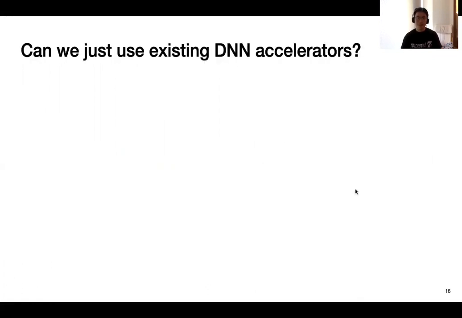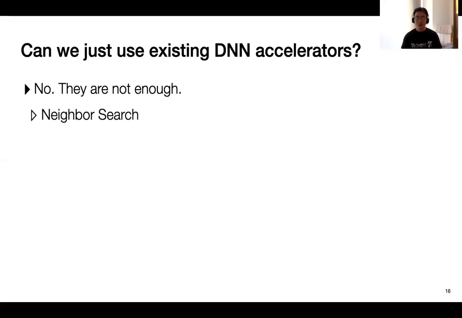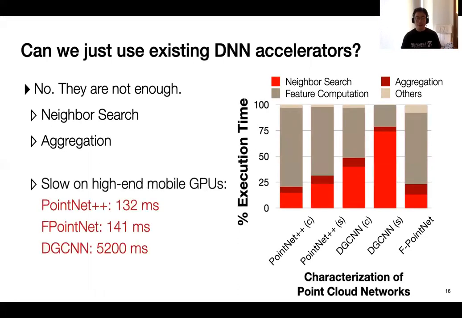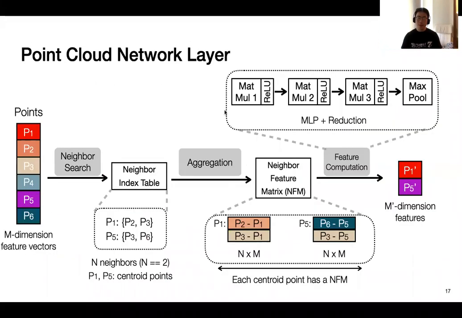So now, with all the 3 key operators, we can compose a point cloud network layer. Getting back to the previous question, the simple answer is no, they are not enough. The main reason here is that we have new operators, neighbor search and aggregation. Based on our characterization results, these 2 operations together take a non-trivial portion of the total execution time. What's even worse is that on today's high-end mobile GPUs, these point cloud workloads are still very slow. So what can we do to optimize? Remember, this is how a point cloud network layer looks like.